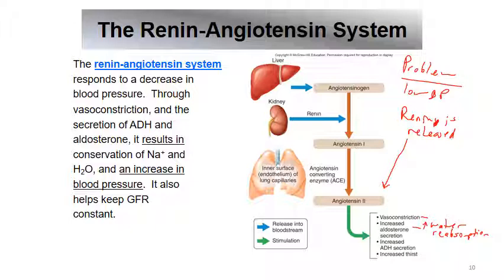Angiotensin 2 also increases ADH, and this one also increases water reabsorption. And also angiotensin 2 is making you more thirsty so that you drink more water. But so all of these are going to increase BP to get the blood pressure back to normal.